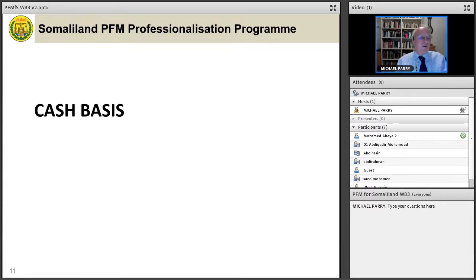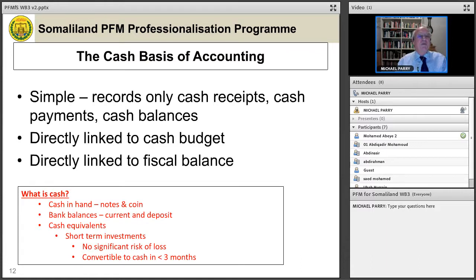So let's start off with the cash basis. Cash basis is really very simple. It just records cash receipts, cash payments, cash balances. Notice in red at the bottom the definition of cash. Now again, this is in your workbooks. It's taken from International Public Sector Accounting Standard number 1. It's a broad definition of cash. Cash means cash in hand, notes and coins, bank balances, both current and deposit.